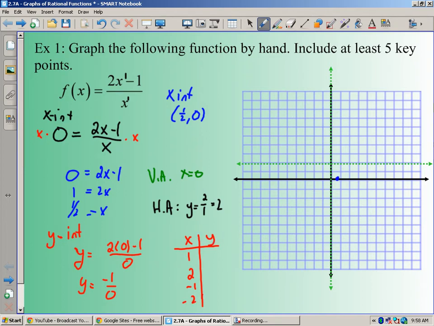I know for a fact that my graph is going to be down here because it has to cross the x-axis. But when I plug 1 into this function, I get 2 minus 1, which is 1 over 1.